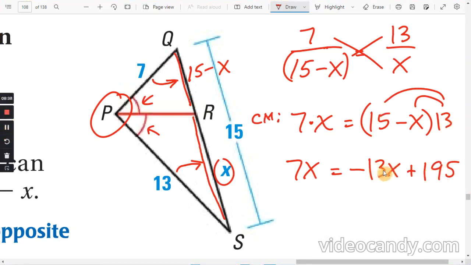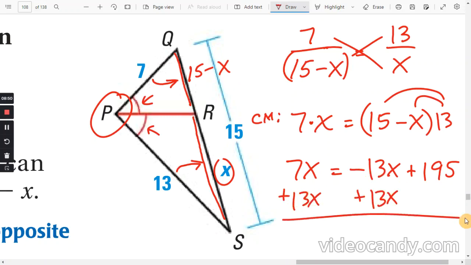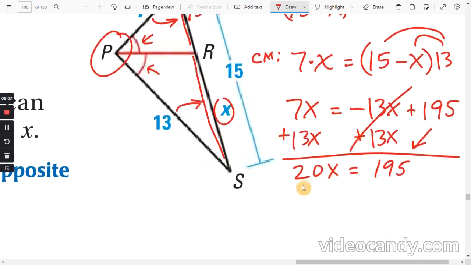Solving for X, we want to get the X's on the left, so we're left with this number here by itself. Opposite of negative 13X is positive 13X. Do it to both sides. 7 plus 13 is 20, and that has an X on it. Bring down the equals. Negative 13 plus 13 is gone. Bring down the 195. Okay, and dividing both sides by 20, it cancels here.